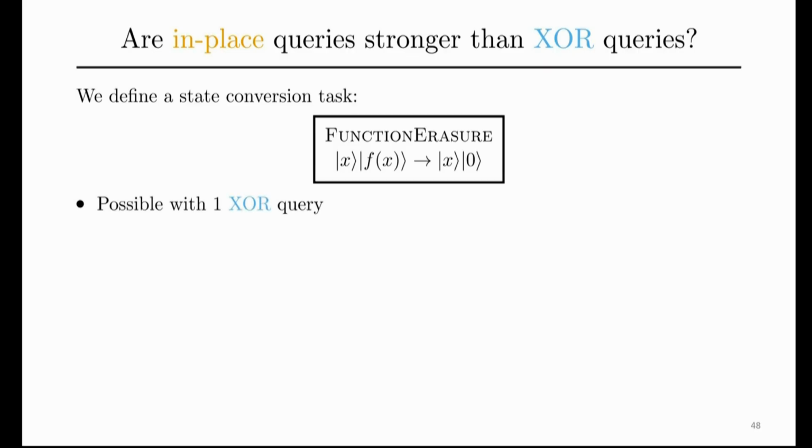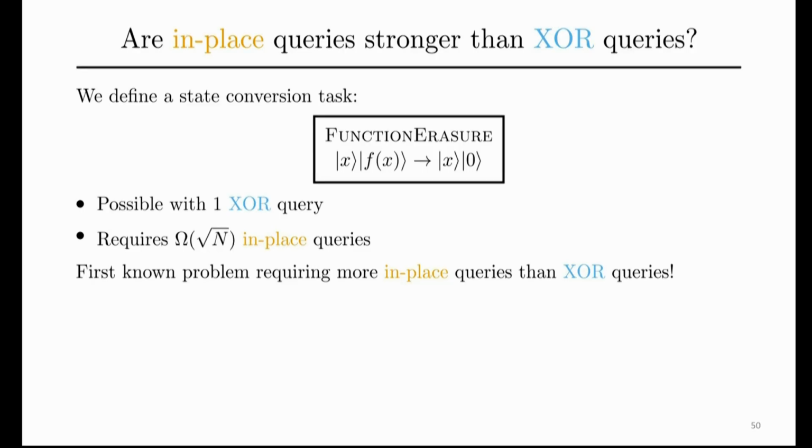And this is possible with one XOR query. You simply make the query. But this, we prove, requires at least root n in-place queries. And this is the first example of a problem requiring more in-place queries than XOR queries.